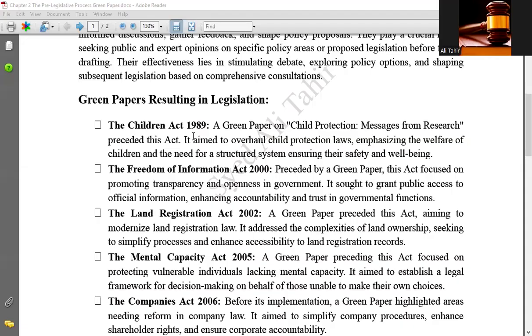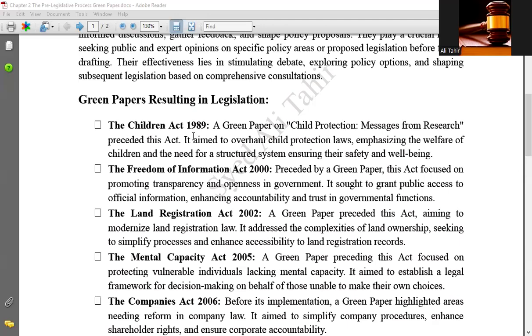It addressed the complexities of land ownership, seeking to simplify the process and enhance accessibility on land registration records. This is a very pressing issue, actually. This is a recurring issue throughout the world, whether it be the Netherlands, the United Kingdom, or Pakistan, or even India. So basically, land registration, keeping land records safe, to keep land records from being manhandled and illegally amended by the people who are in charge of it, is a challenge. So this is always a running problem.